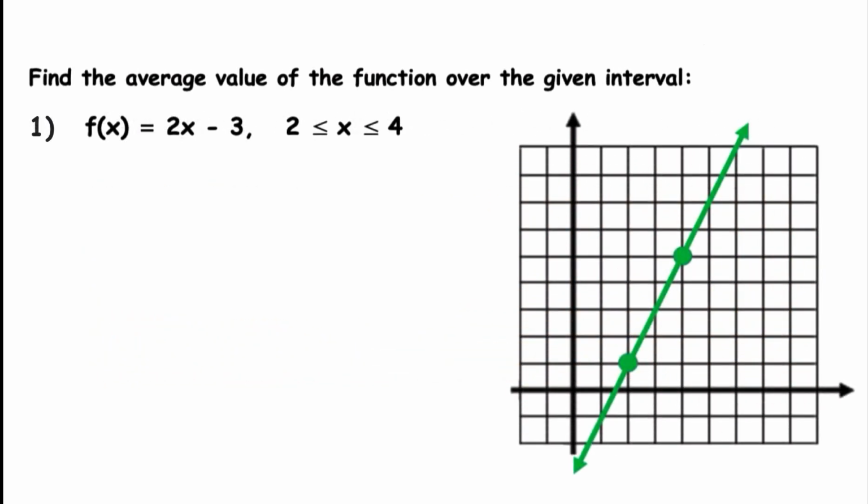Okay, find the average value of 2x minus 3 between x's 2 and 4. All right, well, there are 2 points on this graph. The first is the point (2, 1), and the second is (4, 5). So really, you can ignore the rest of this. I probably should have made a segment instead of a line.